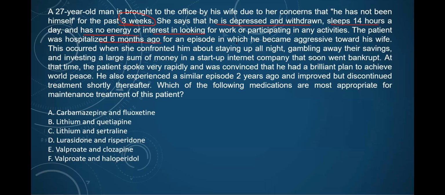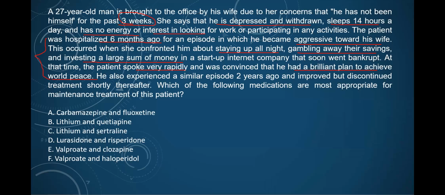Patient hospitalized 6 months ago for an episode in which he became aggressive toward his wife. This occurred when she confronted him about staying up all night, gambling away their savings, investing a large sum of money, and also patient spoke very rapidly at that time and convinced that he had a brilliant plan to achieve world peace. So what was that episode at that time, 6 months ago?